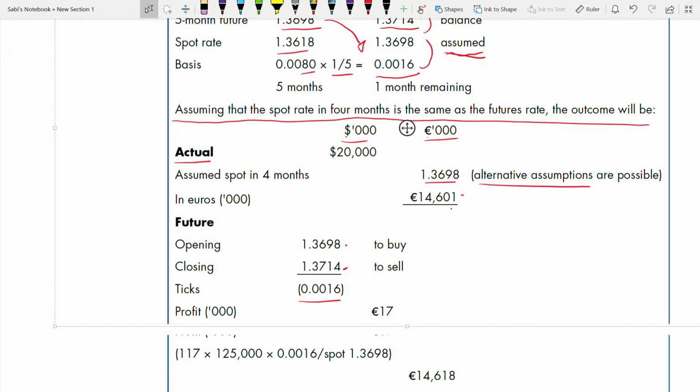Now this thing, buying and selling: how do you know that in the opening you're buying?